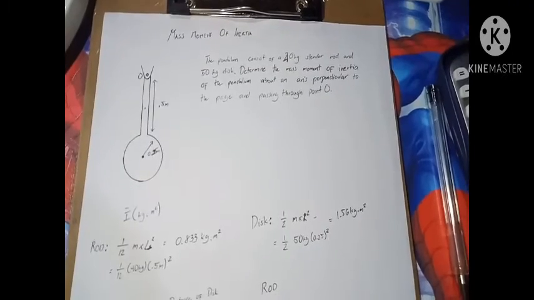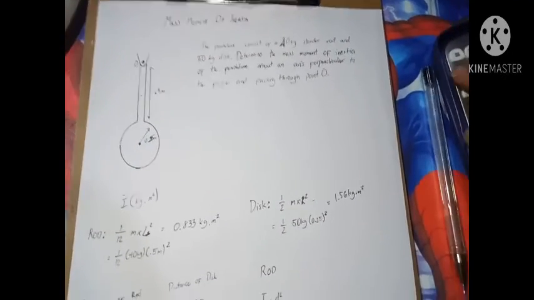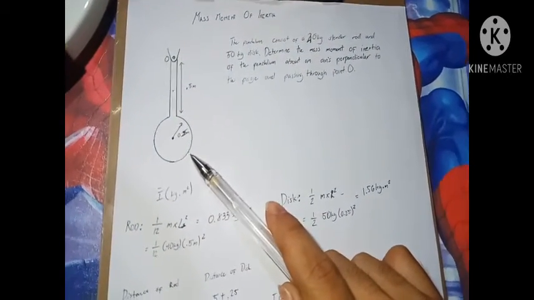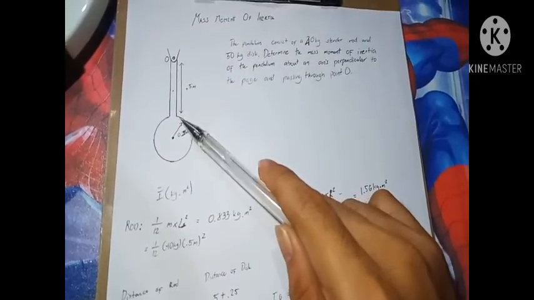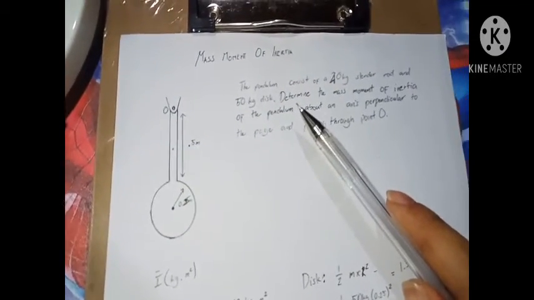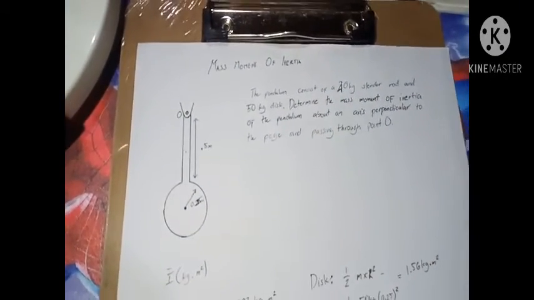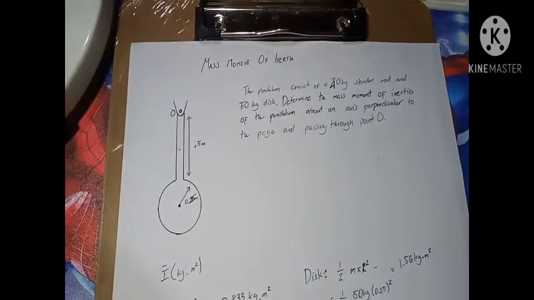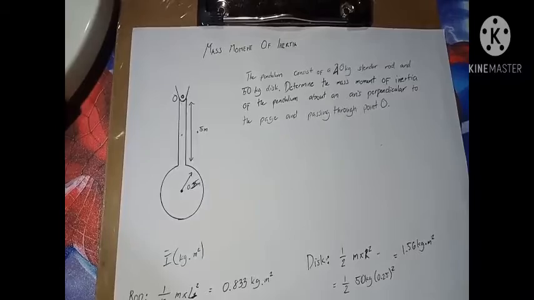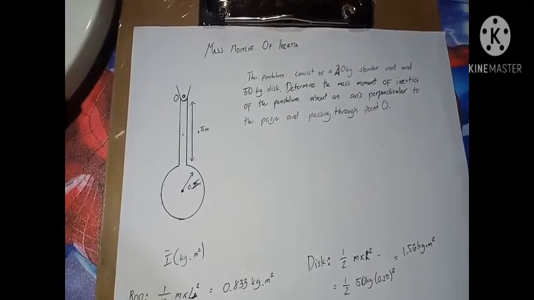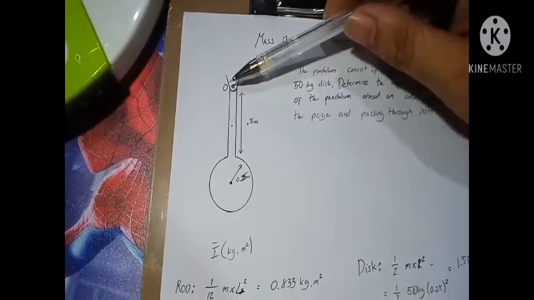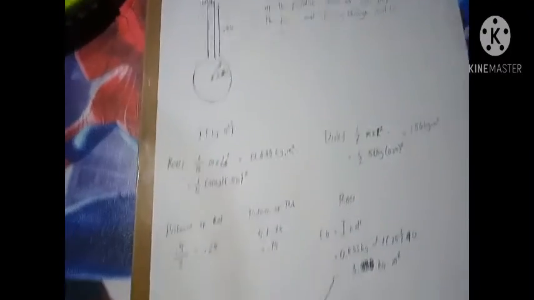Mass moment of inertia. We have the problem here which contains a figure of a pendulum with a disc and a rod. We have to read the problem. The pendulum consists of a 40 kilogram slender rod and a 50 kilogram disc. Determine the mass moment of inertia of the pendulum about an axis perpendicular to the page and passing through point O. You can see the point O here.